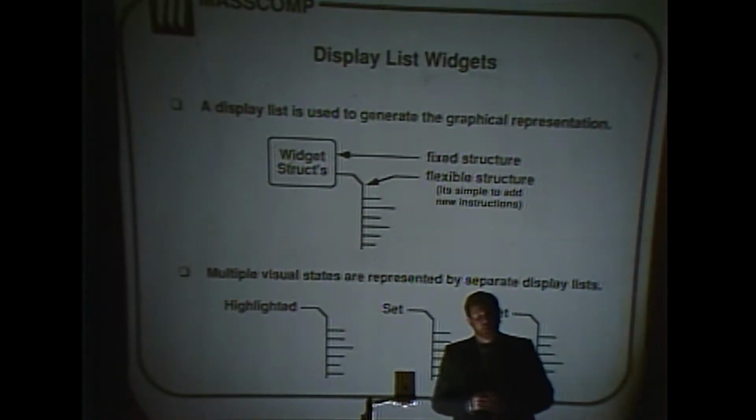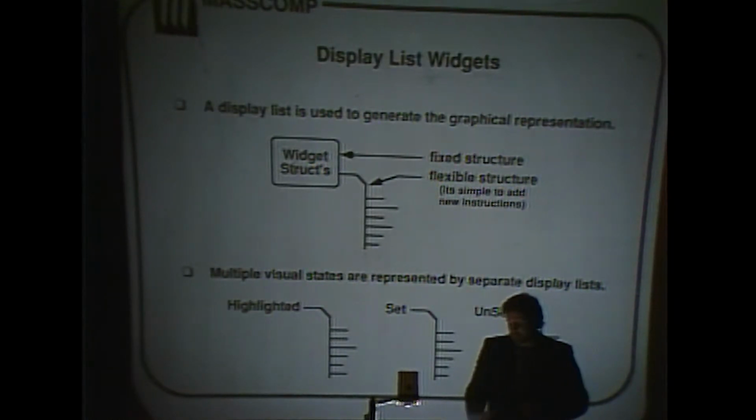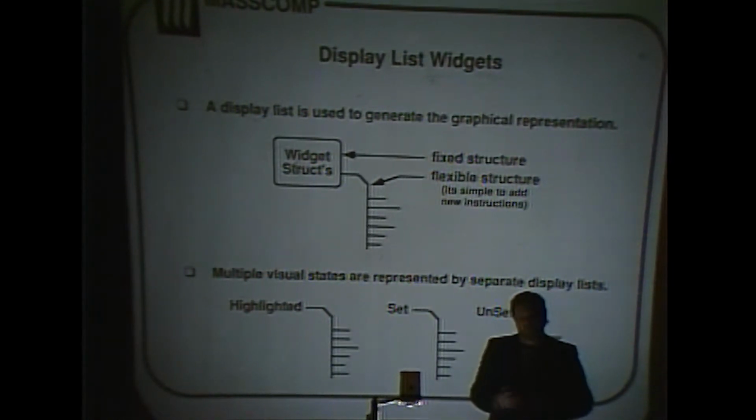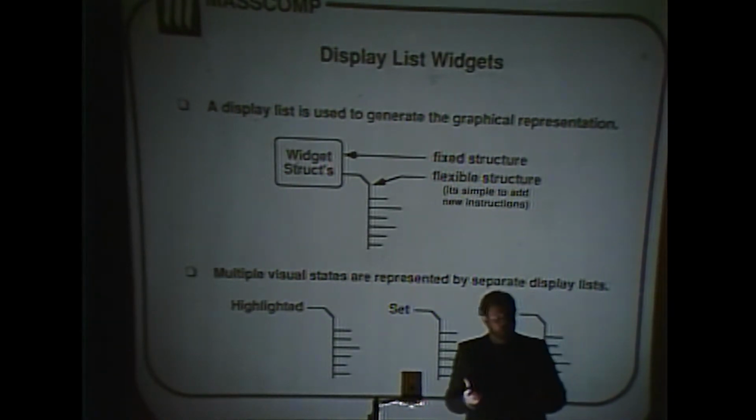And in order to provide a mechanism to provide the various states of the widget, we basically provide multiple display lists. This also gives us a little bit more flexibility because the different states can have quite varying graphical representations.